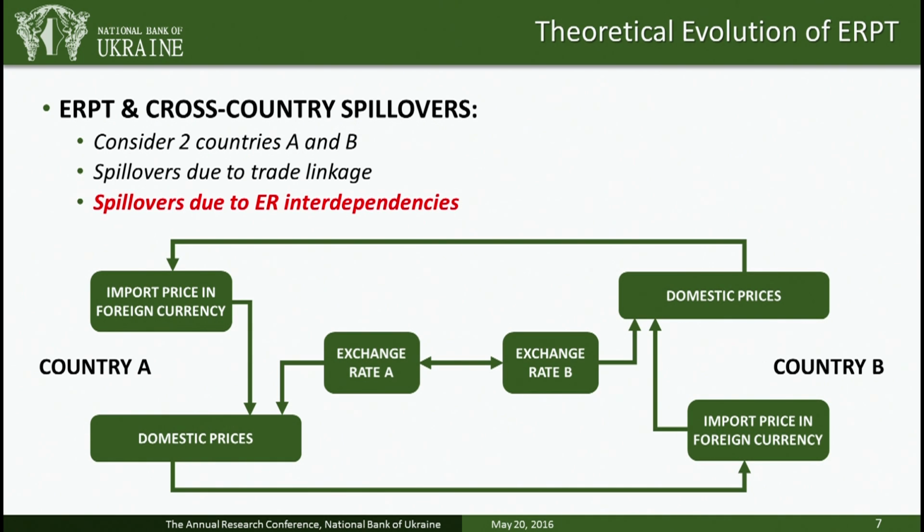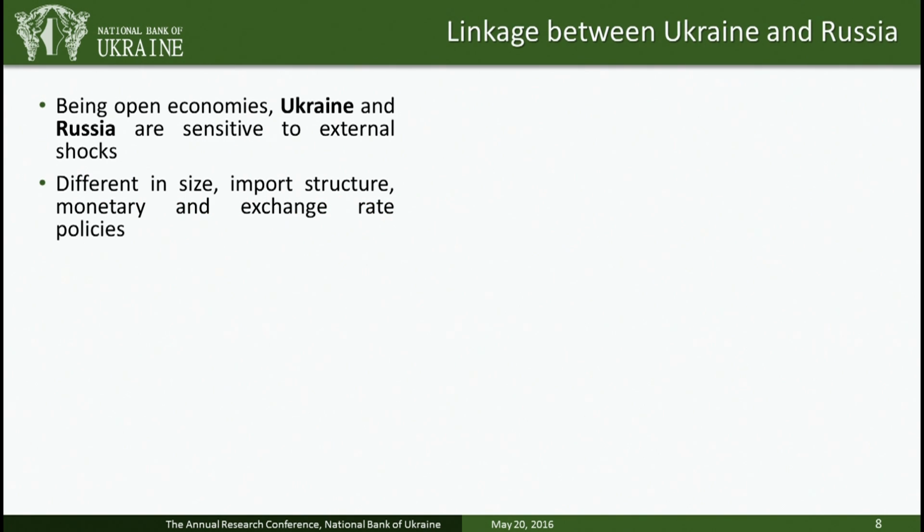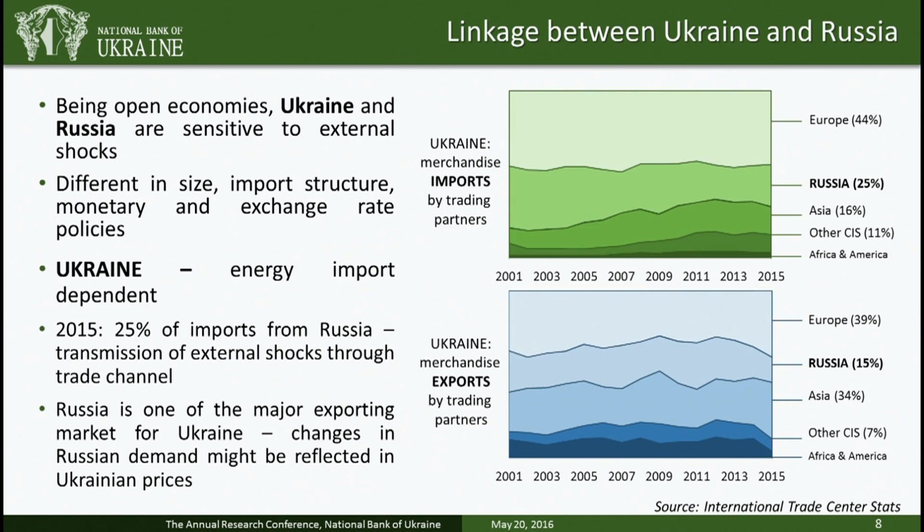The relationship between Ukraine and Russia might be a good example to explore this issue practically. Being open economies, both countries are sensitive to external shocks, and especially to exchange rate and commodity price shocks. Historical and geographical conditions explain a tight linkage between Ukraine and Russia through trade, credit, and many other different channels. On the one hand, Russia has a considerable weight in the import structure of the energy import-dependent Ukraine. And at the same time, Russia is one of the major exporting markets for Ukraine. Given this fact, external shocks from Russia may affect Ukrainian prices through the already described channels.